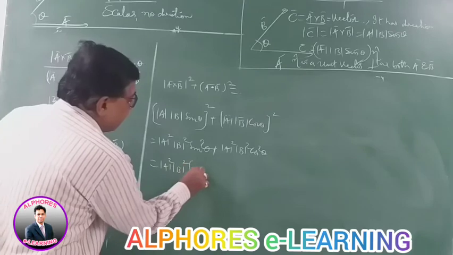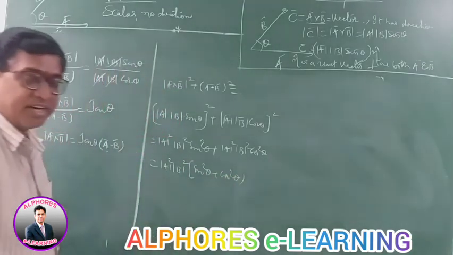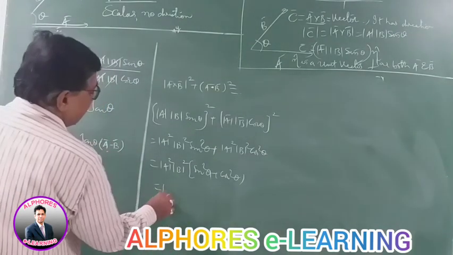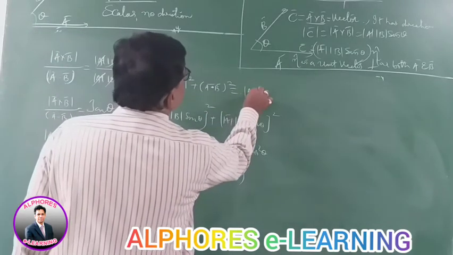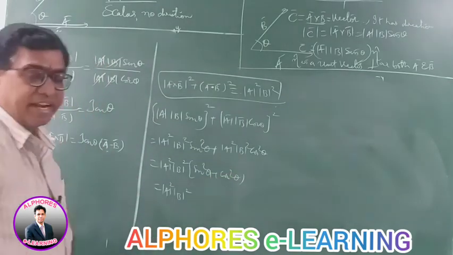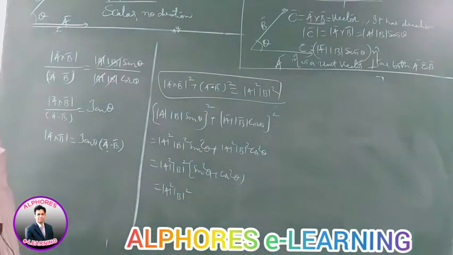Now from this, if I take mod A square mod B square common, this is sin square theta plus cos square theta. Well, according to trigonometry, sin square plus cos square is 1. So I get mod A square mod B square. A very good identity, right? Very good identity regarding the cross product and dot product of two vectors.